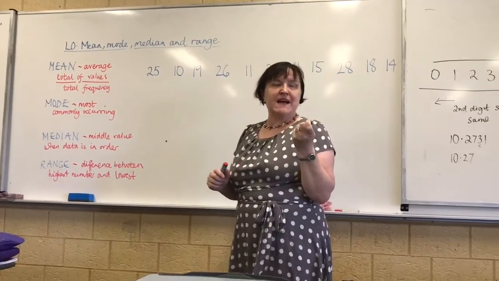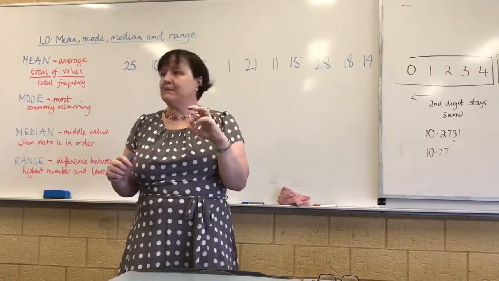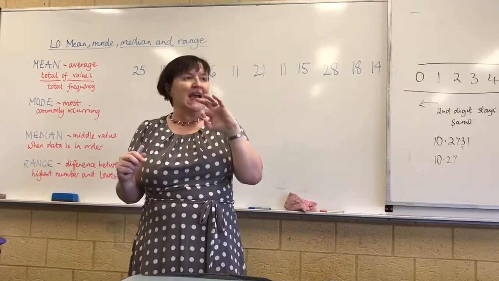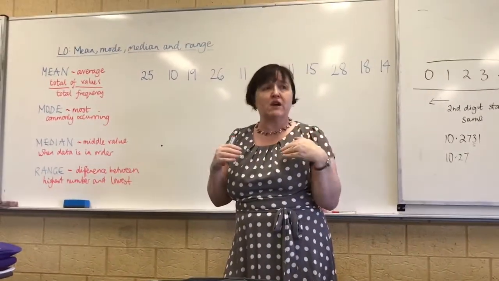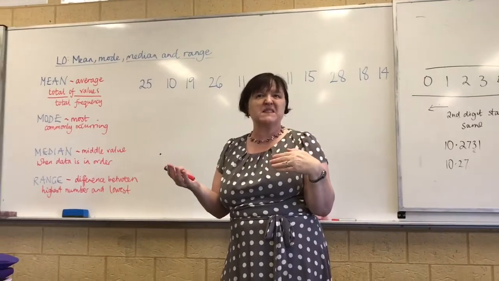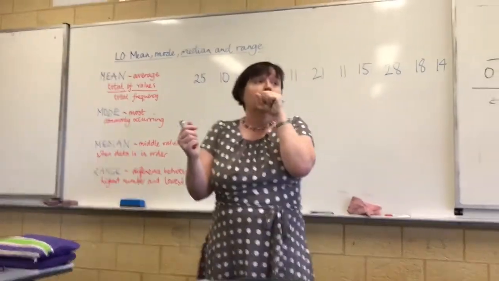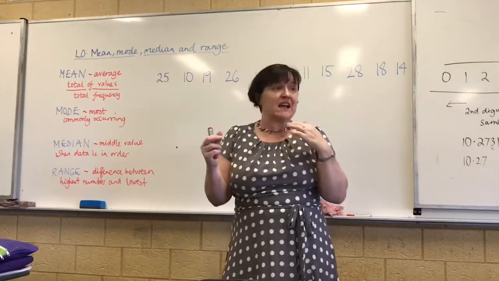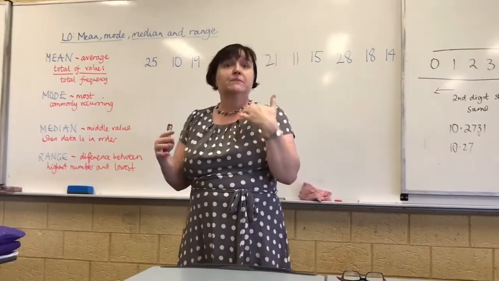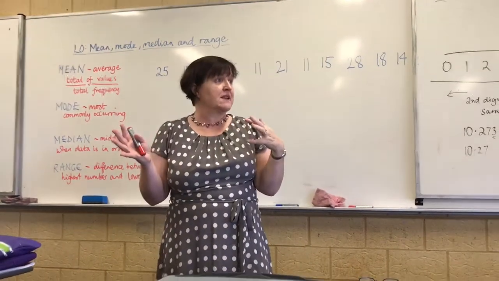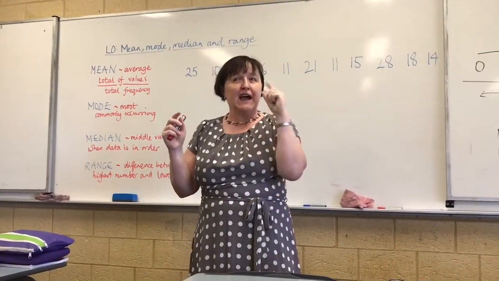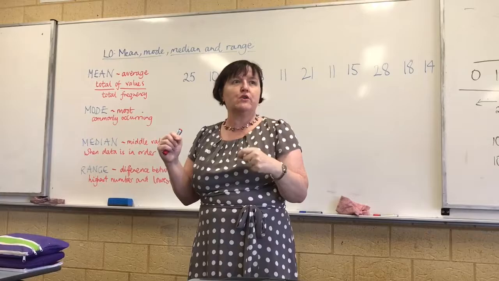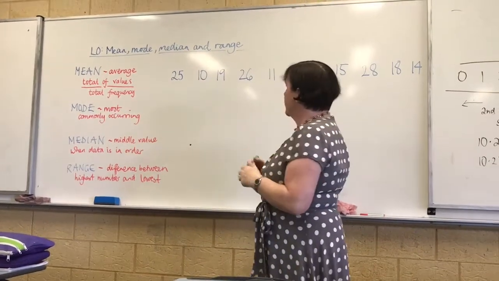Now, as we said, one of the main errors in statistics isn't that you don't know how to do it, it's that you make a mistake. And it's actually really easy to make a mistake when you're putting things in ascending order. So you really need to check and have some way that you know you've ticked off the values.